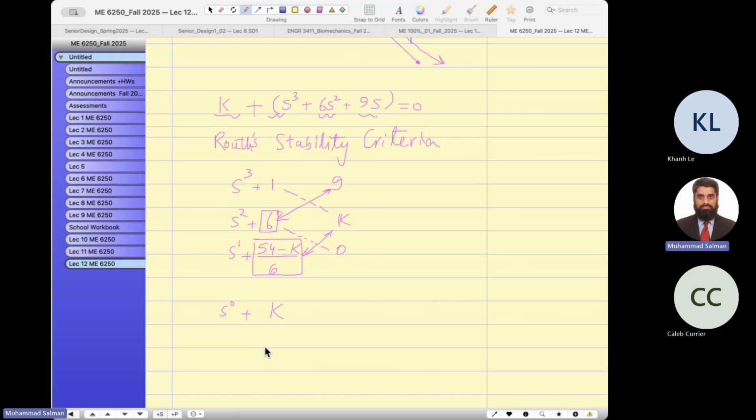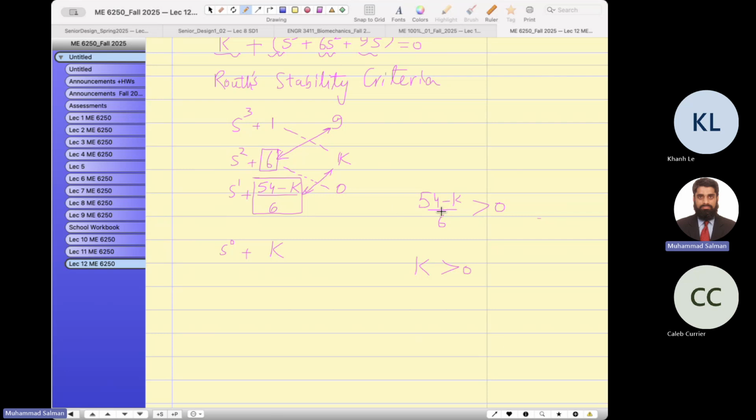So can you tell me? Let's make this value positive. Can you make it like (54 minus k) over 6 is positive, and this last row also gives you a positive value. So from here, what do you get? From here, you get k is less than 54 but greater than 0. So can I write down that k ranges from 0 to 54?